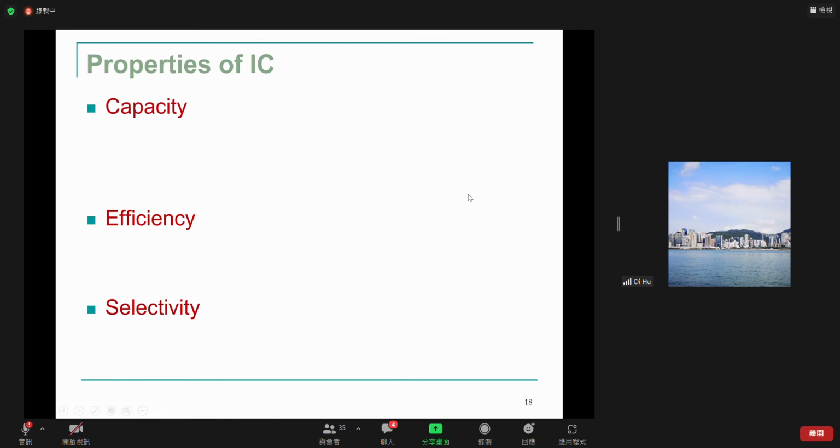And then if we talk about the capacity of IC, it's very similar to what we talked about for HPLC. We are talking about capacity, K, efficiency, N, and also selectivity, alpha. Capacity, efficiency, and selectivity.